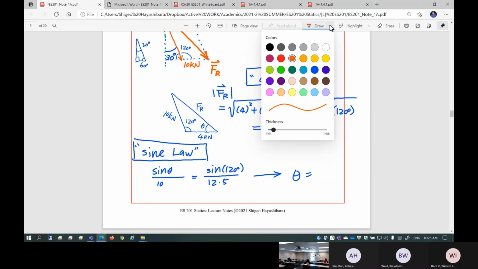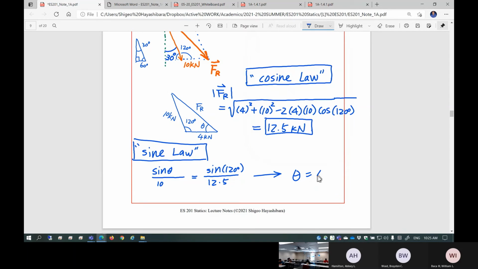43.85. Any confirmation? Yeah, that's it. 40.85 degrees. Okay. Sounds good. Please confirm, okay? All right. Great. Sorry about that.